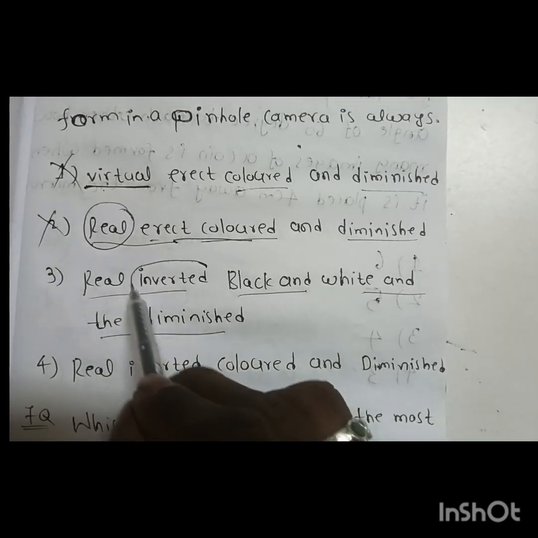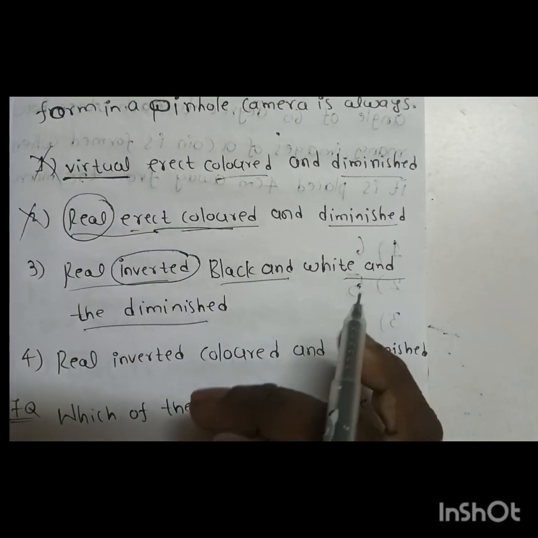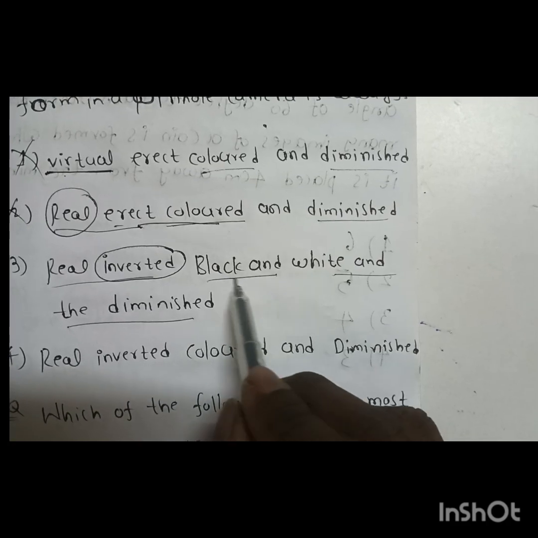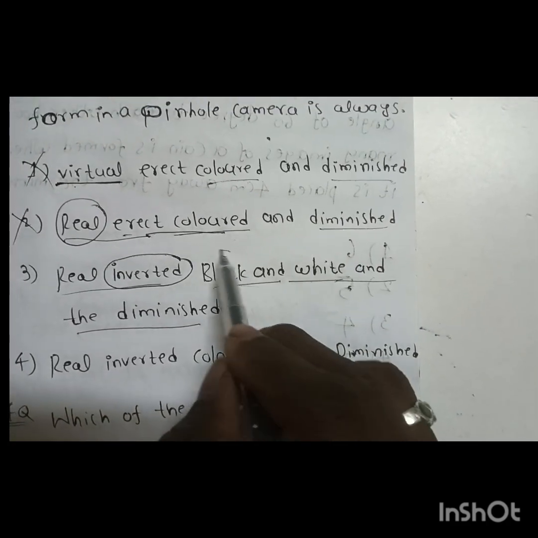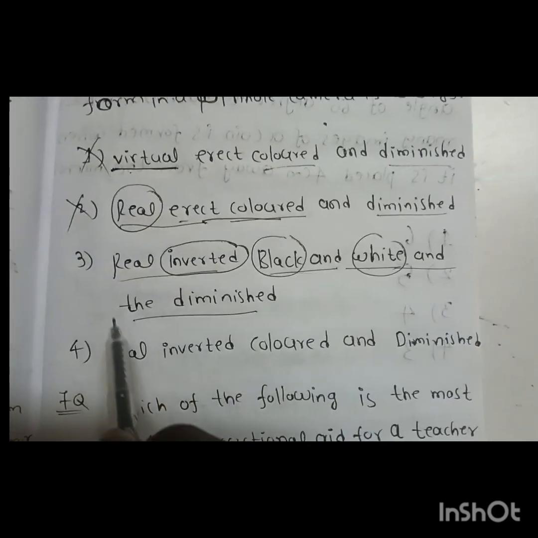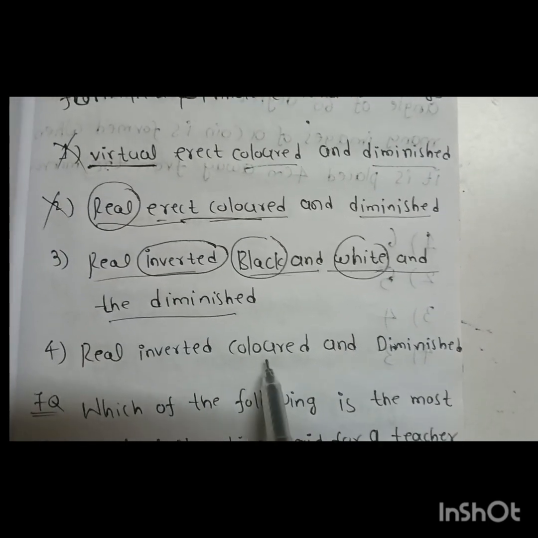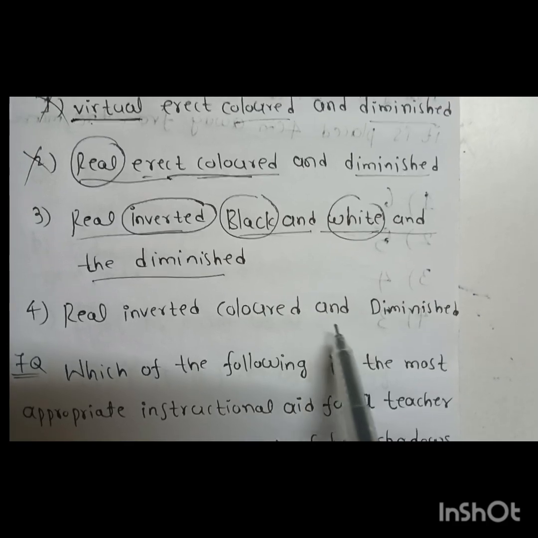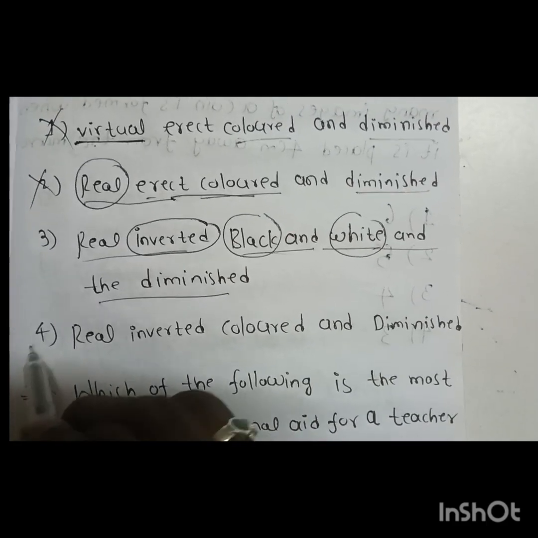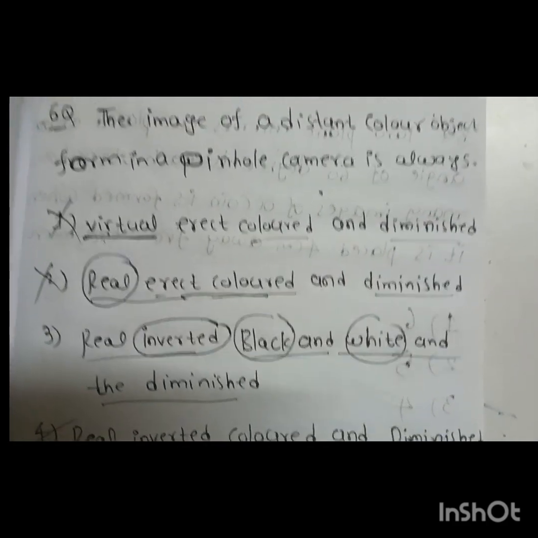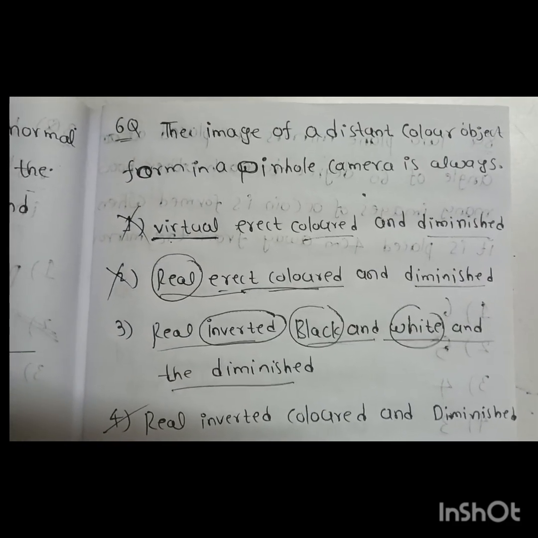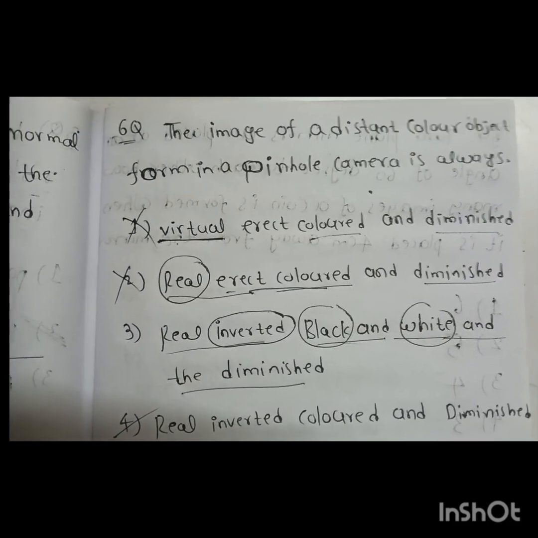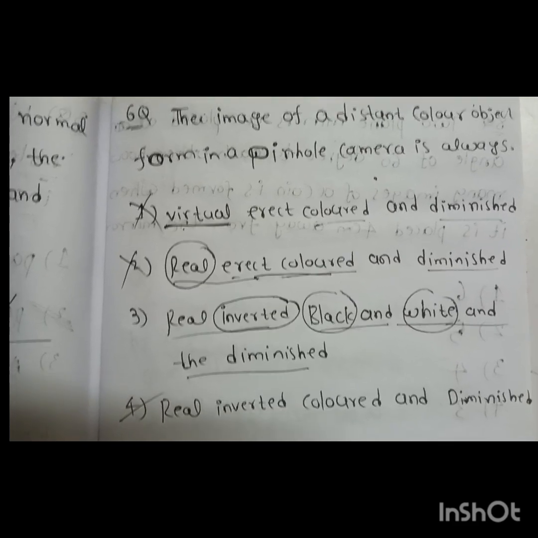So it is going to be formed real and inverted, but the black and white option is not here in the pinhole camera. So the real, inverted, colored and diminished option is correct. This is the pinhole camera question; they are going to ask you this in your exam.